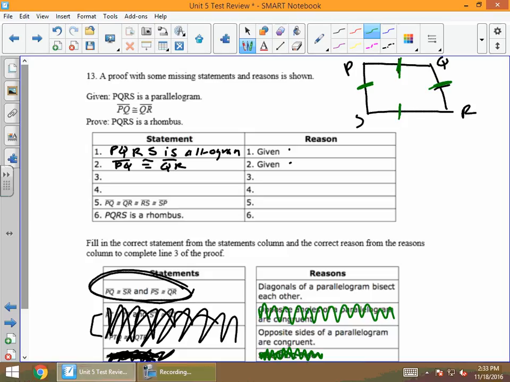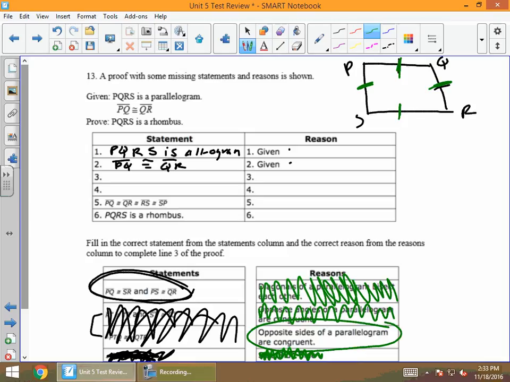This bottom one doesn't make sense because it's talking about congruent triangles. We're just talking about sides being congruent, not triangles being congruent. And this first one doesn't make sense because it's talking about diagonals. Well, those parts we marked were not diagonals, so that one doesn't make sense. So that leaves us with opposite sides of a parallelogram are congruent.